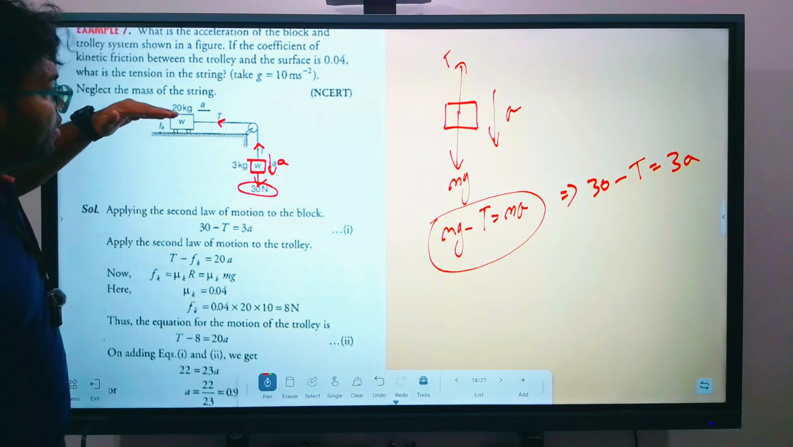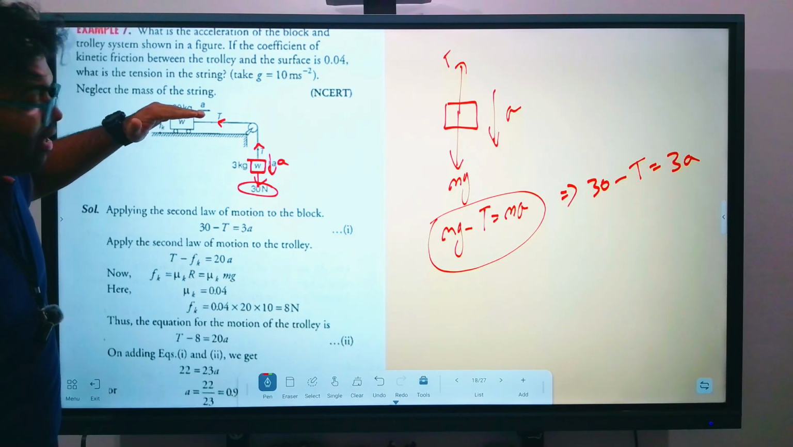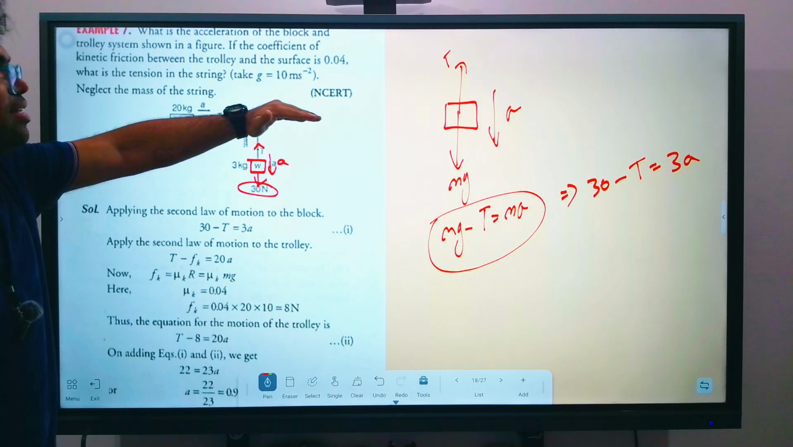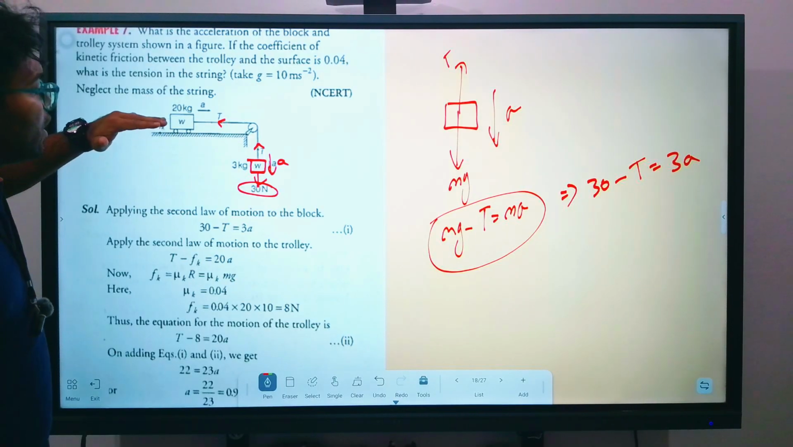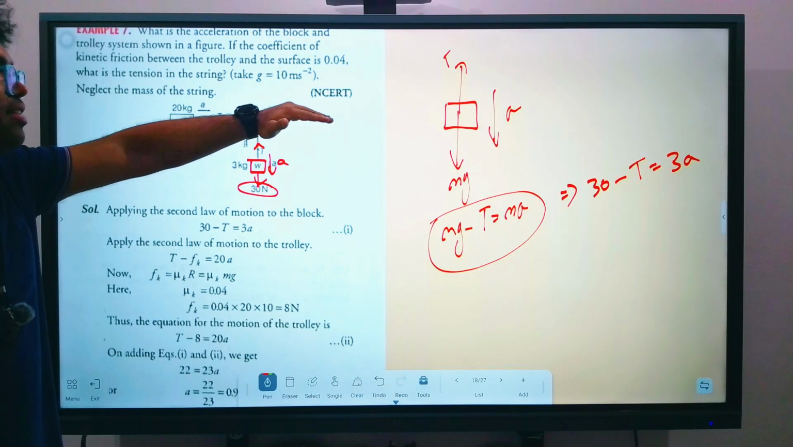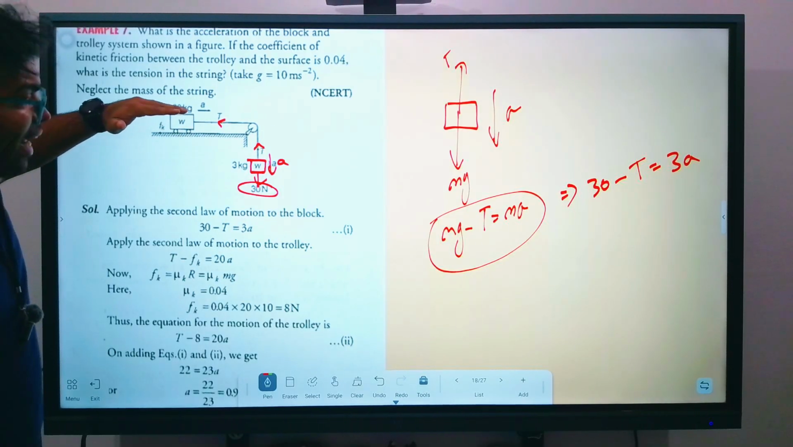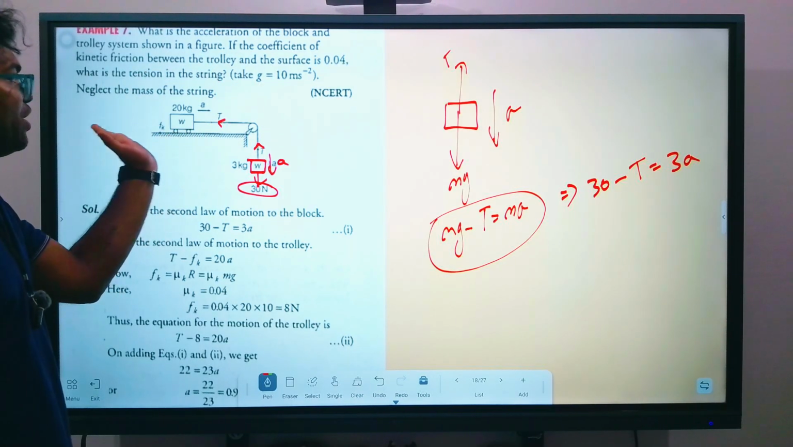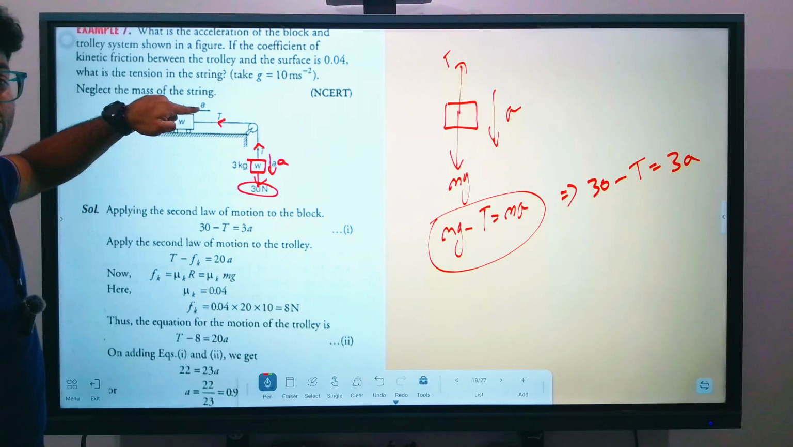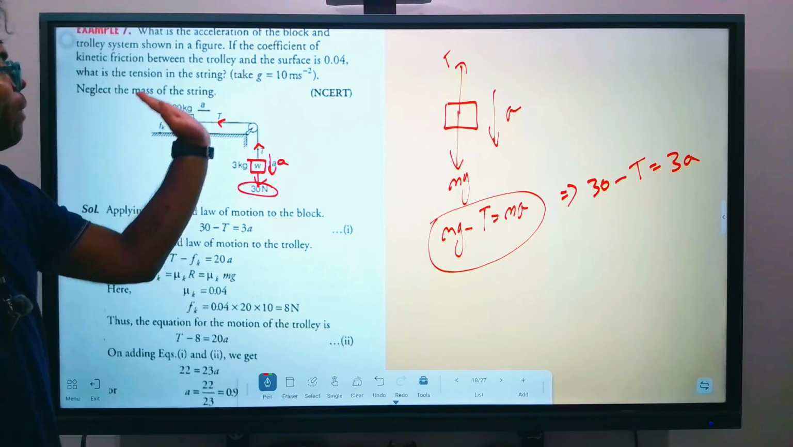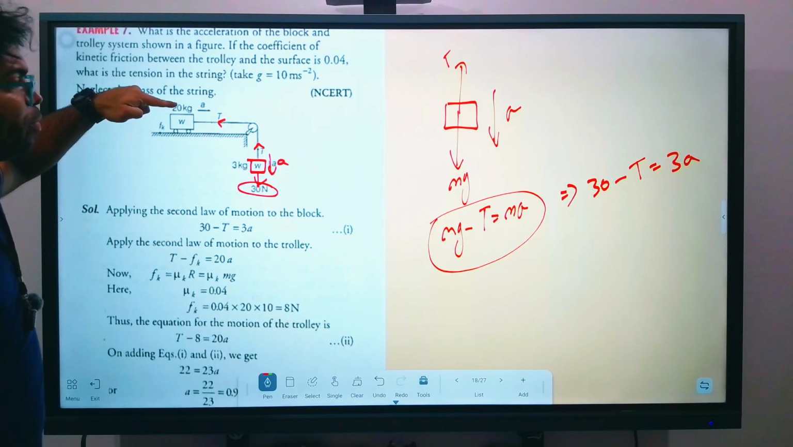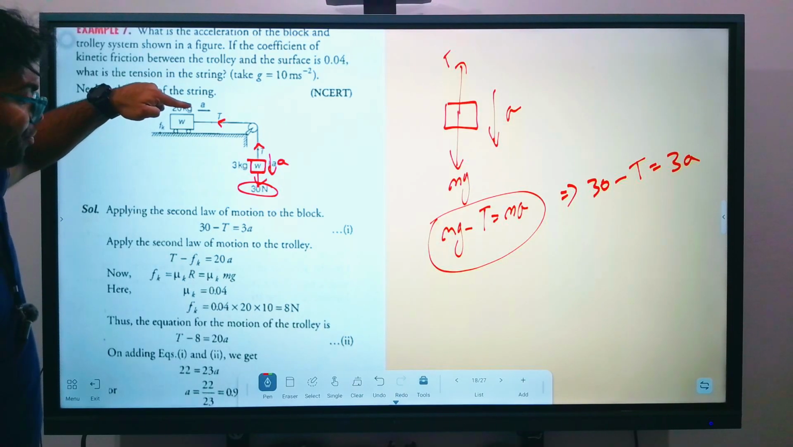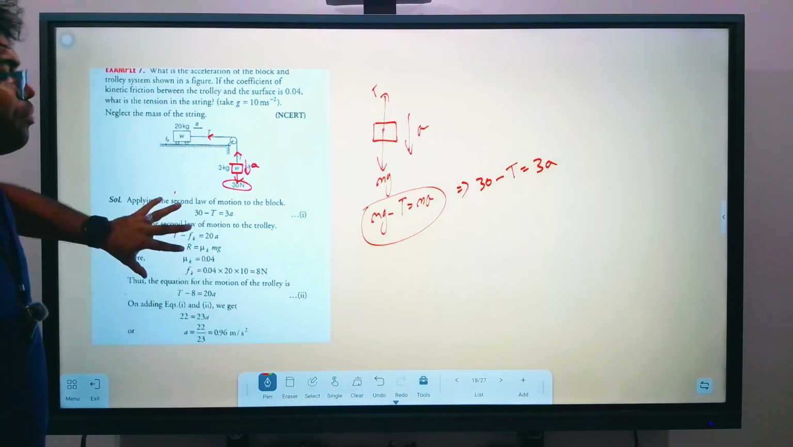Again, Drupad, the trolley is moving, right? The trolley is moving in this direction. So I can say the tension minus the frictional force should be equal to ma. The tension minus the frictional force should be equal to ma. Am I right? Okay.